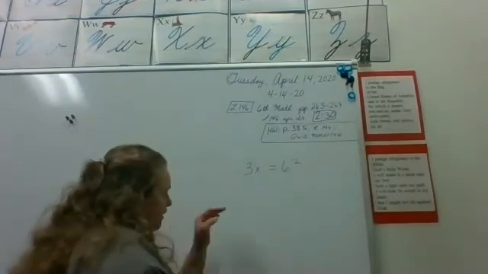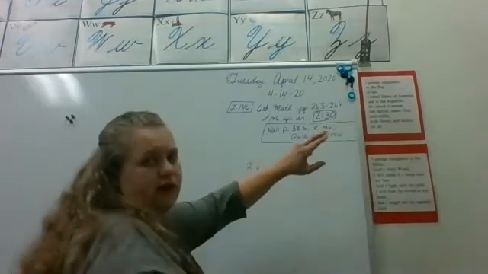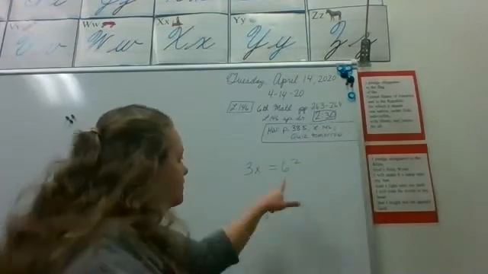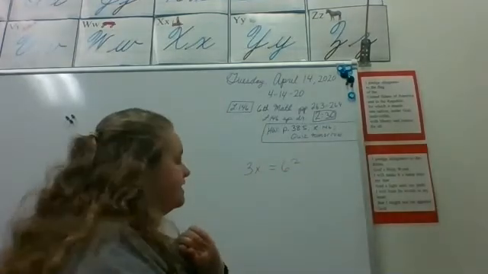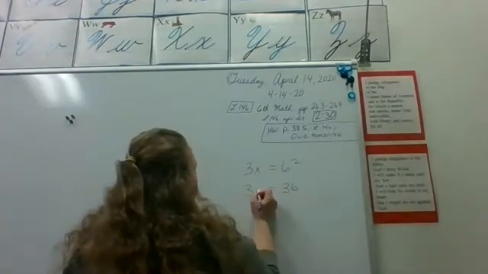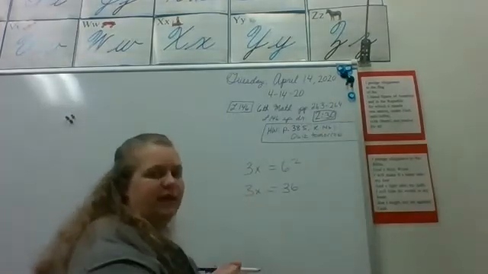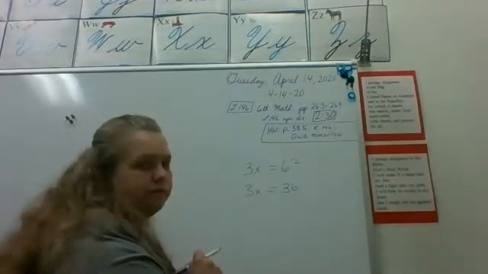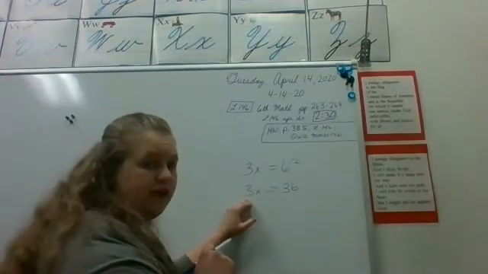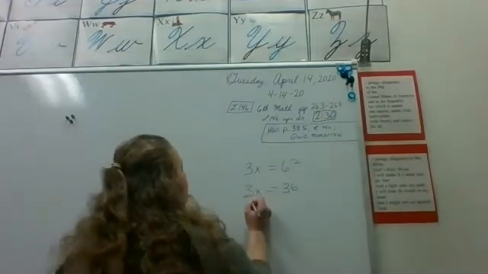All right, we have 3 times x equals 6 squared, okay? What can we do first? We can square the 6, okay? 6 times 6 is 36. We bring down the 3x, okay? 3 times x. How do we get the x by itself? We've got to move the 3, right? So 3 is being multiplied here. What is the opposite? Divide, okay? So we're going to divide by 3.